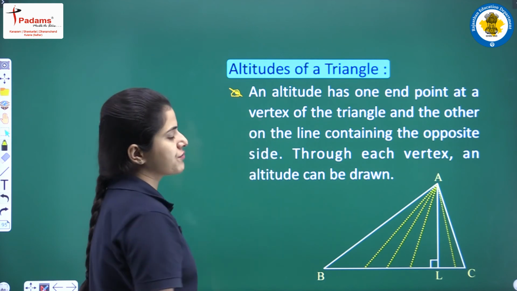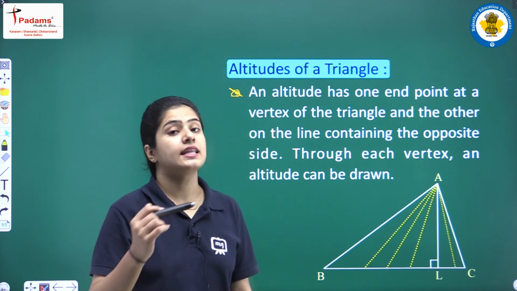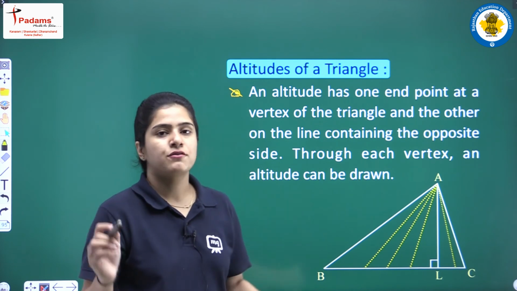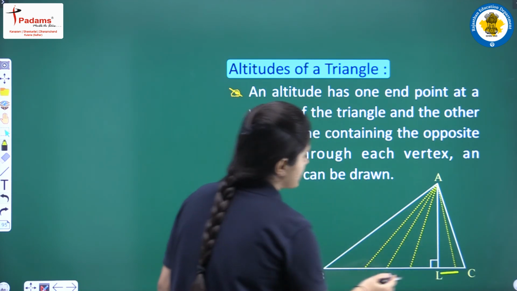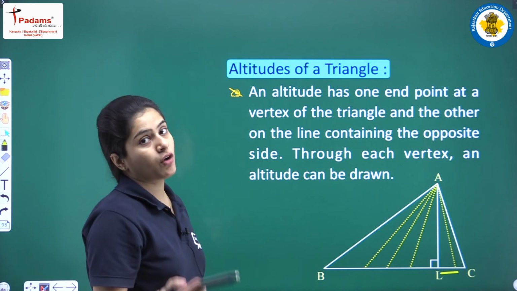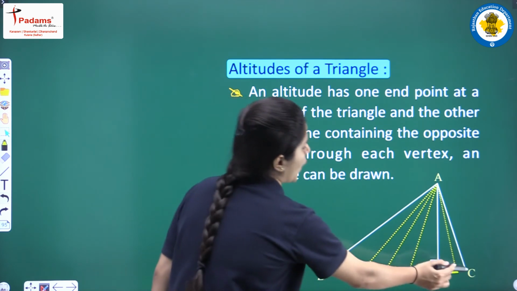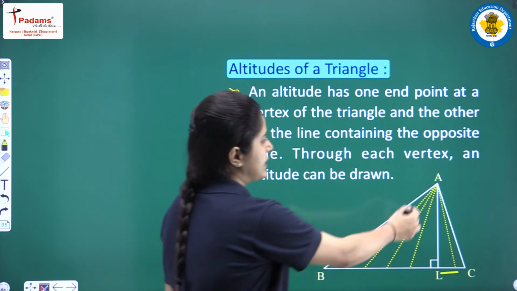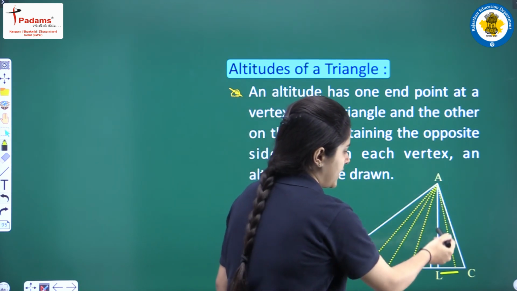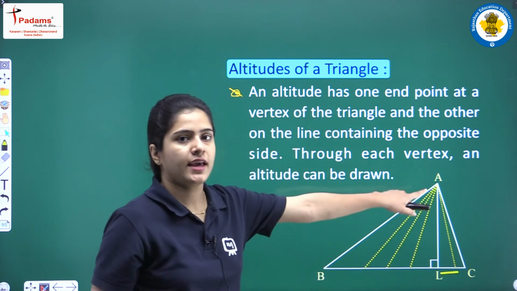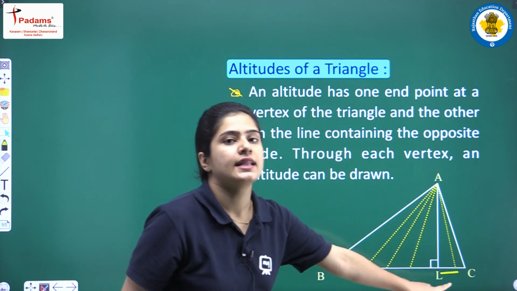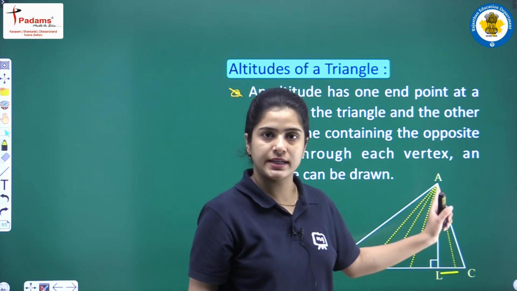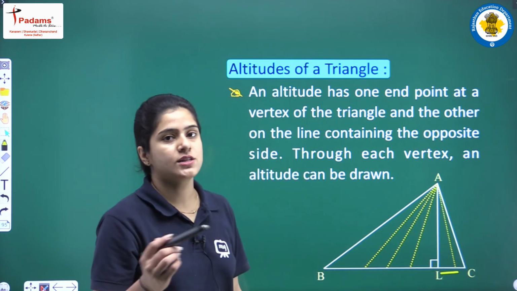By altitude of the triangle, students, we mean that we are drawing a line from any vertex to its opposite side such that it forms a 90-degree angle on the side it is joined. Okay students, so have a look. When A is extended in such a way that it forms a 90-degree angle on the opposite side of this vertex, then that line is called the altitude of the triangle.